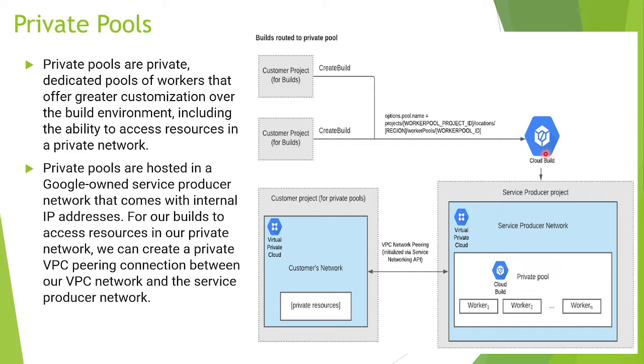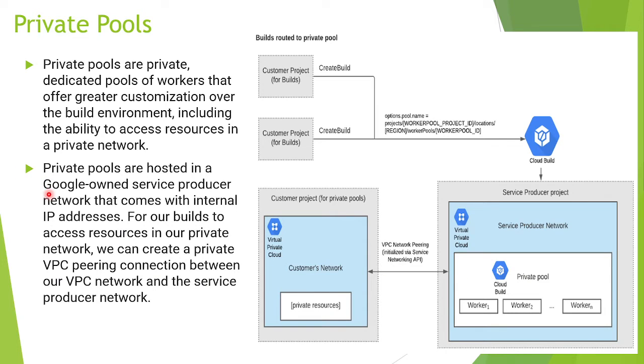As you can see here, this is Cloud Build. This is our service producer network in which our Cloud Build will run. In this, only our VM will be created in which our Cloud Build will run. And here, with the help of network peering, we are accessing our customer project's private resources. We will do this demo and check it out. If you have heard of private service connection, we have to use that here.